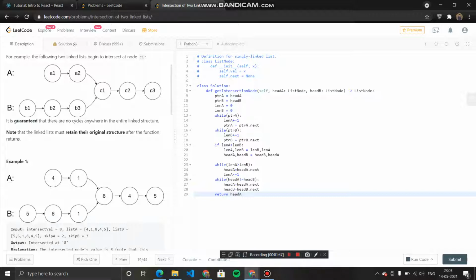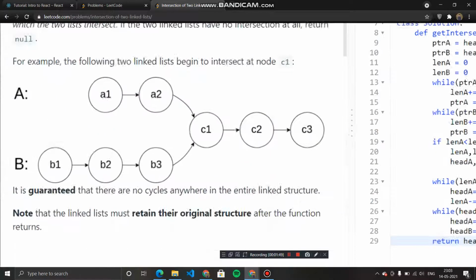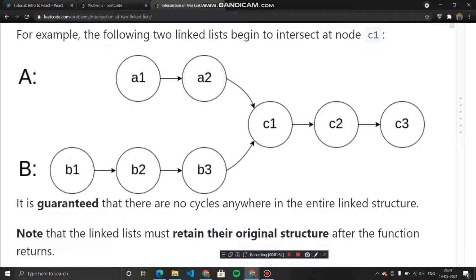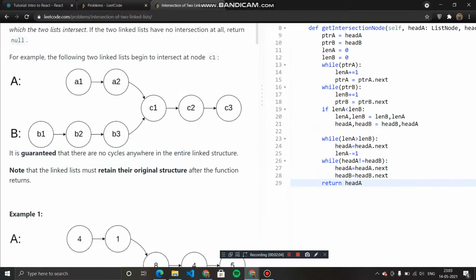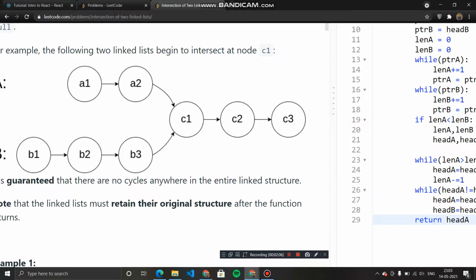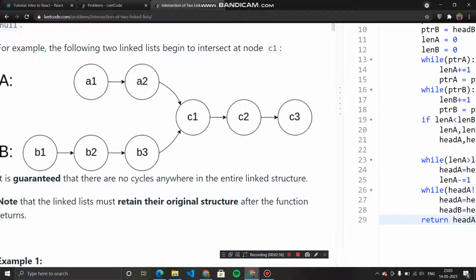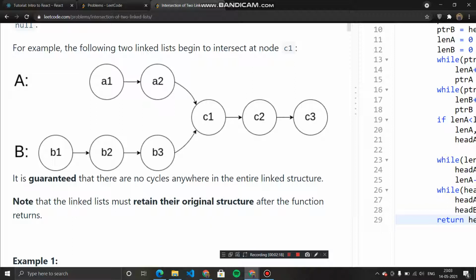Coming to the linear approach with O(1) space, you can observe that we can calculate the lengths of the two chains in O of n time and O of m time, and in O of 1 memory. It is very easy. What we do is find the minimum length, which here will be 5: A1, A2, C1, C2, C3. Currently the length of A is 5 and B is 6.